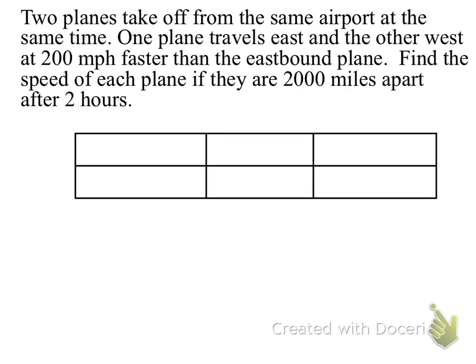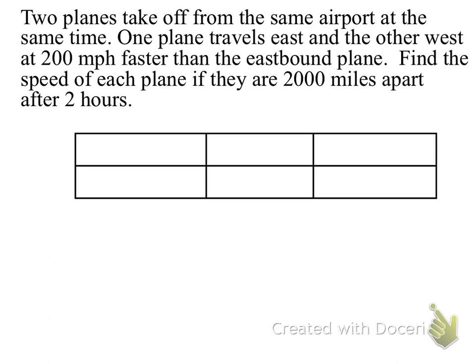All right, so let's try our first one. 2 planes take off from the same airport at the same time. One plane travels east and the other travels west at 200 miles per hour faster than the eastbound plane. Find the speed of each plane if they're 2,000 miles apart after 2 hours.